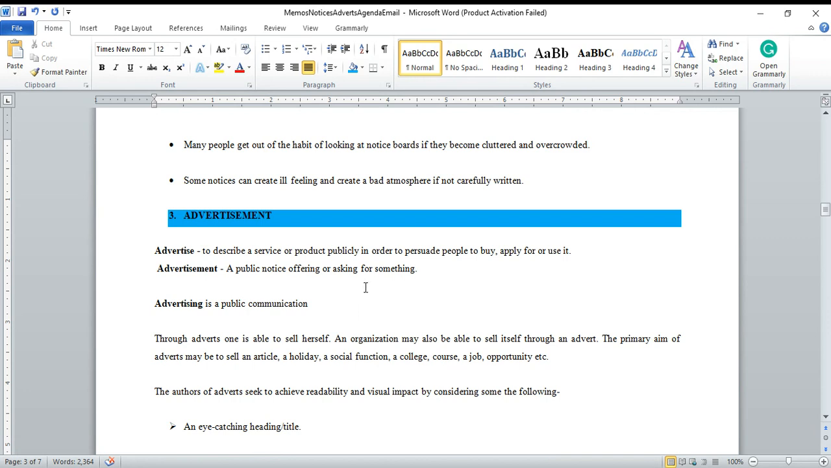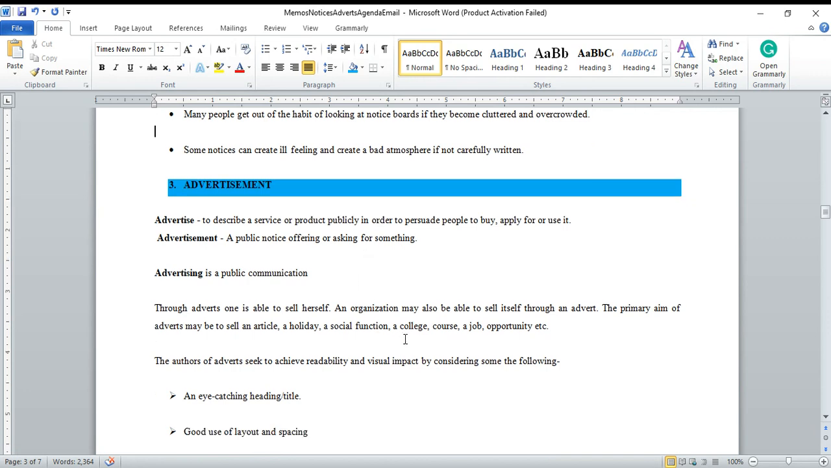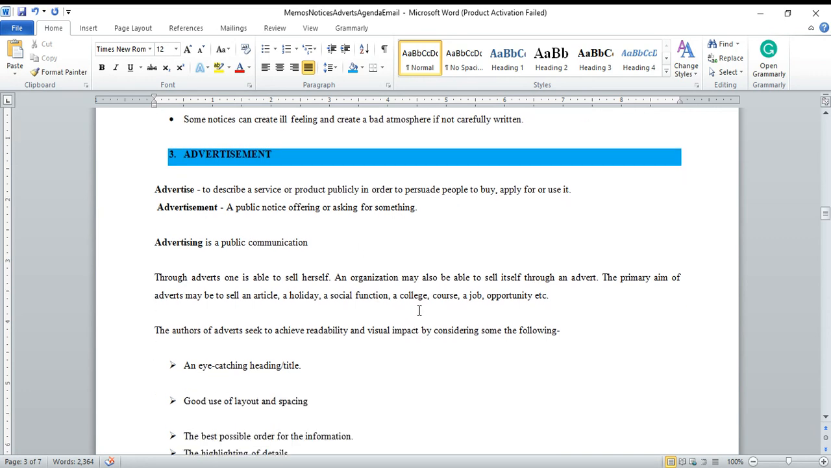Okay, then another type of functional writing that we want to look at is something we call advertisements, or adverts, or ads. To advertise is to describe our service or product publicly in order to persuade people to buy or use it. Now, when you're talking about advertisement, you create something we call in business a value proposition.